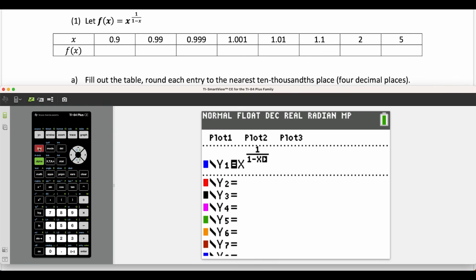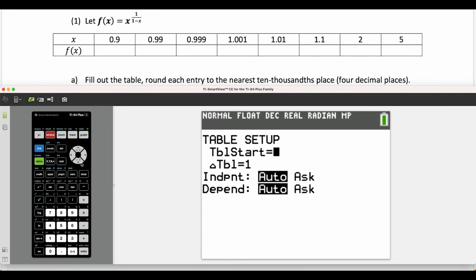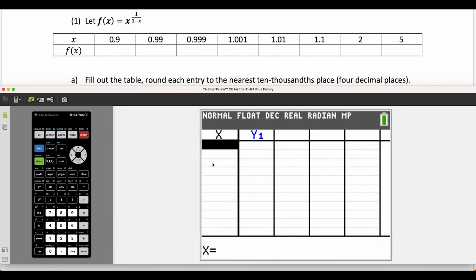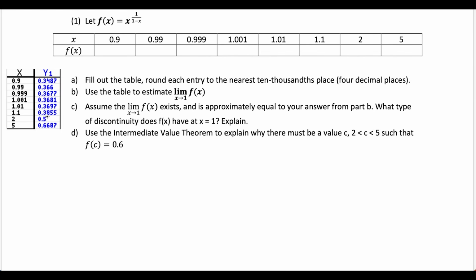And now when we go to the table, the problem is that we need to get these decimal values, but we only get whole numbers. So if we press second window here, we could switch the independent variable from auto to ask. And what this does is it allows us to create a custom table. So now if I type in 0.9 for x, I'm going to get the corresponding y value. So now I'll just type in all these values. So now I'll just go ahead and transfer these values to the table.